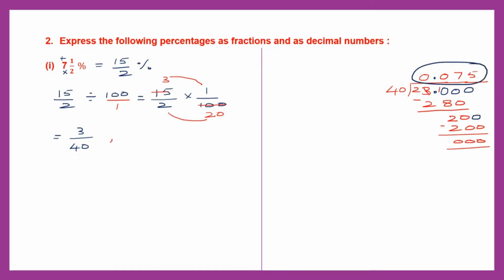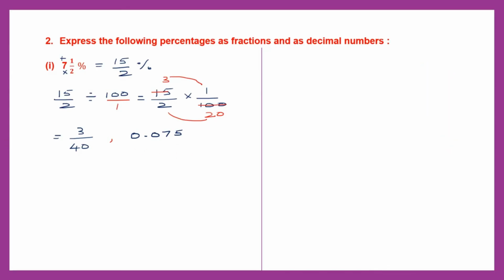So what have I got here? I've got 0.075. So I have expressed 3 by 40 as a decimal. The fraction is 3 by 40. As a decimal number, it is 0.075. So my question says I need to have two answers. One should be in fraction form and the other should be in decimal form. So I have both the answers. So this will be our answer to this question.